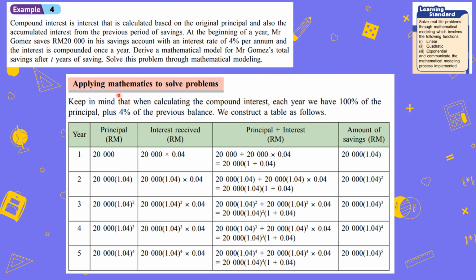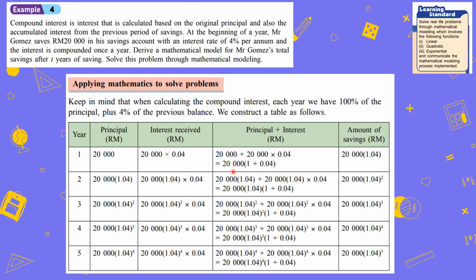Next, we apply maths to solve the problems. Okay, keep in mind that when calculating the compound interest, each year we have 100% of the principal plus 4% of the previous balance. We construct the table as follows. Because the compound is once a year, for the first year, the principal is 20,000. The interest received is 20,000 multiplied by 0.04. This is 4% of the previous balance. So the total of principal plus interest is 20,000 plus 20,000 multiplied by 0.04.